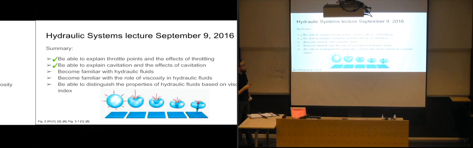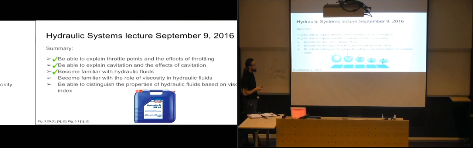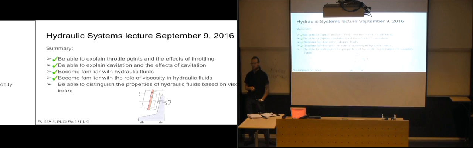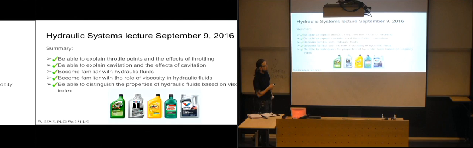We were also supposed to be able to explain cavitation and the effects of cavitation. And we looked at these bubbles that burst and create huge amounts of energy that destroy materials. We were to become familiar with hydraulic fluids, so we looked at different hydraulic fluids. And we were to become familiar with the role of viscosity in the hydraulic fluids, we've also looked at that. And we are going to be able to distinguish the properties of hydraulic fluids based on the viscosity index. And we know that a high viscosity index means that it is very thick, flowing poorly, and then a low viscosity index means that it is very thin, so it flows well, but doesn't lubricate as well.